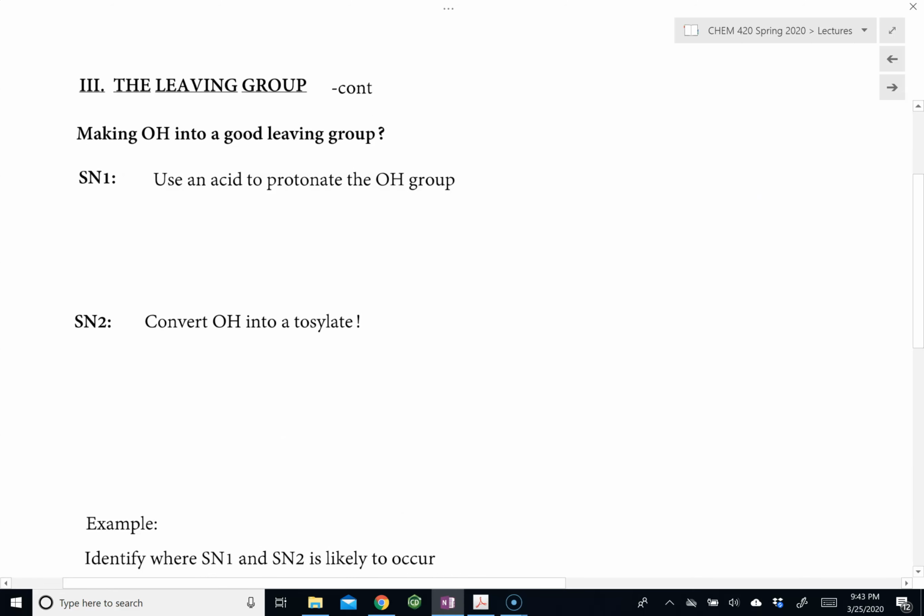And as we encounter synthesis later, when we do synthesis, sometimes it is necessary for us to be able to convert something that is not a good leaving group into a good leaving group. For an example, an OH group is not a good leaving group. So how can we make it into a good leaving group? The answer, we can actually react it with something else to make it into a better leaving group. For an example, if we want to do an SN1 reaction, to make OH become a good leaving group, what we can do is use an acid to protonate the hydroxy group, to convert that into water, and therefore now it becomes a good leaving group.